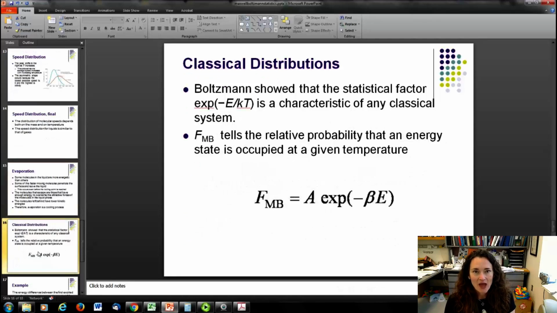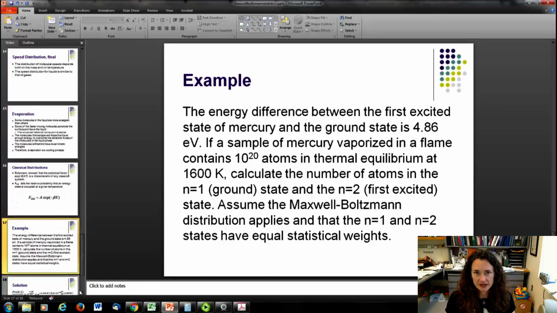So how are we going to use this distribution function that we've got? One typical type of problem is to use just the Maxwell-Boltzmann factor, e to the minus E over kT, apply it to pretty much any classical system, and then tell what the relative probability of the occupation of those states is. Here's an example problem that I'd like to work. The energy difference between the first excited state of mercury and the ground state is 4.86 eV. So that's your delta E between state 2 and state 1.